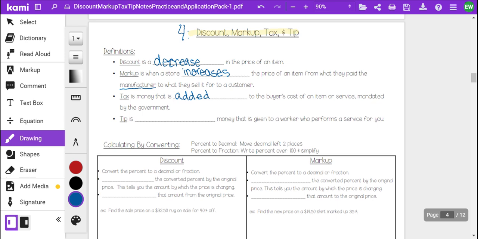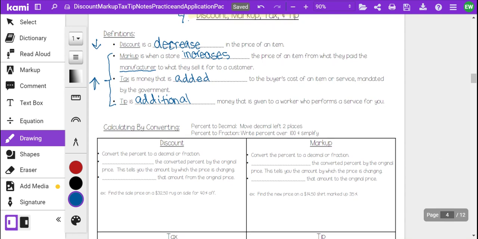All right, last one that you've probably seen before. Tip is additional money that is given to a worker who performs a service for you. Okay. So when we look at these, markup, tax, and tip, we're all increasing the price. Discount is the only one where the price goes down. Okay. So let's be aware of that when we go through our problems.